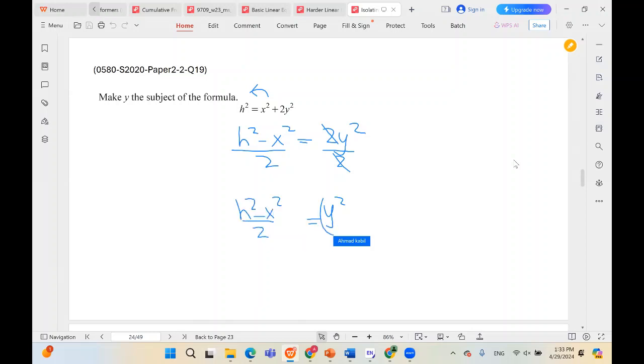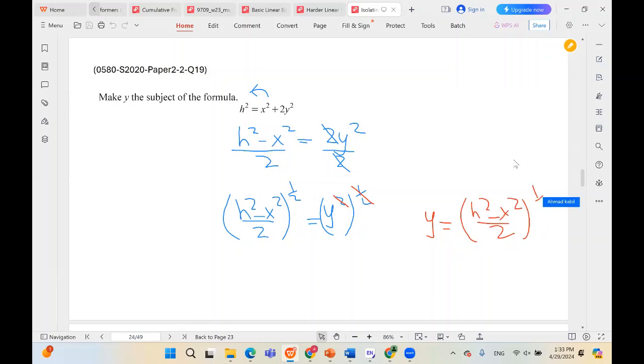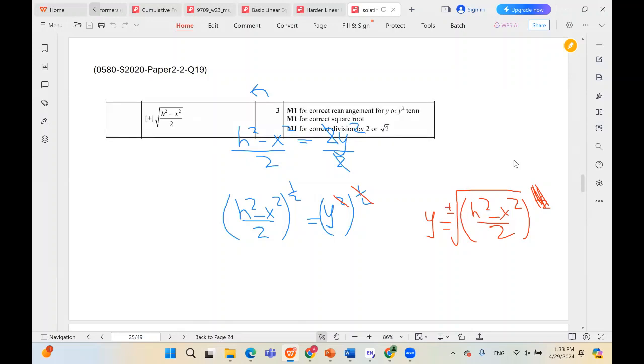To get rid of the square, we raise both sides to the power of half. And these powers would cancel out. So we are left with y equals h squared minus x squared over 2 to the power of half. We said before that instead of power half, we can just write it as a square root and make sure that the entire expression is under the square root. And positive negative for completeness. But you don't have to write positive negative like we said before. So this is correct as well.